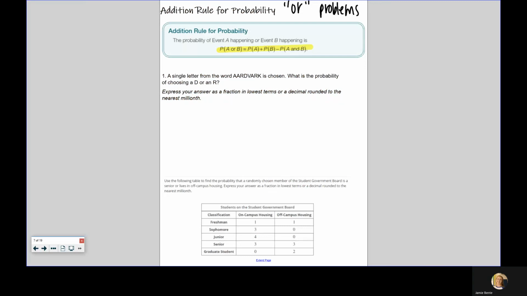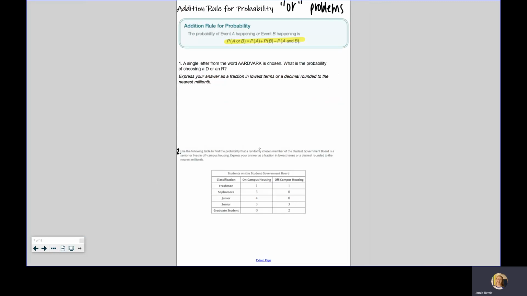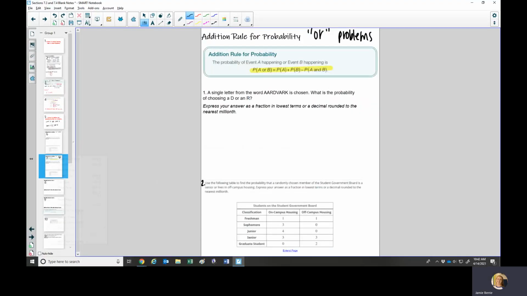Okay. This is number 2. Go ahead and number that one. I'm going to come back and do this one about the word aardvark, but I want to do this one first. Let me put it on its own page because this page is kind of long.